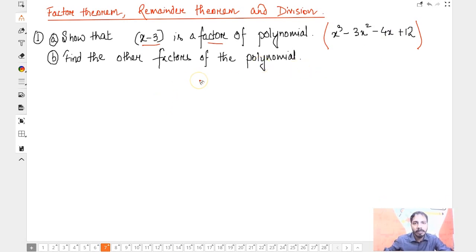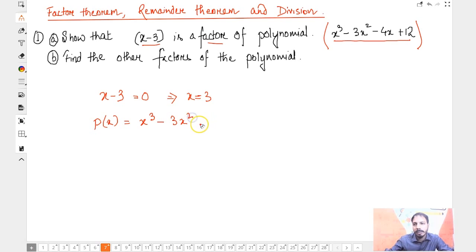Now first of all, what is remainder theorem? Remainder theorem says that if I have a polynomial and if this is the divisor, suppose x minus 3 is the divisor. So if I equate it to 0, what do I get? I get x is equal to 3. Now if I put this value here, I will get the remainder. Suppose this is my p of x. So p of x, I can write it as x cube minus 3x square minus 4x plus 12.